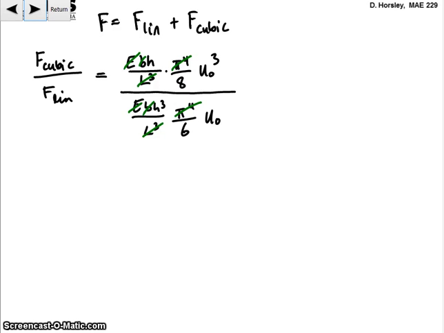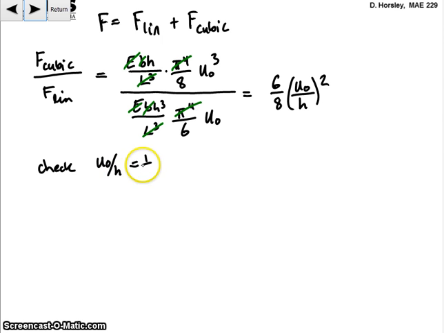Okay, so as I was saying, there's a lot of things that cancel. And so when we finally write this out, what we end up with is 6 over 8 u naught over h squared. Okay? And so let's plug in, for example, so we'll check when the displacement u naught over h is equal to 1/2. So basically what we're saying is the displacement amplitude is equal to 1/2 of the beam width.